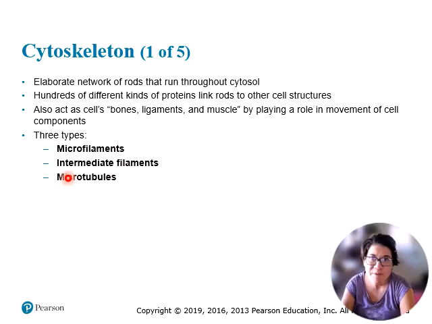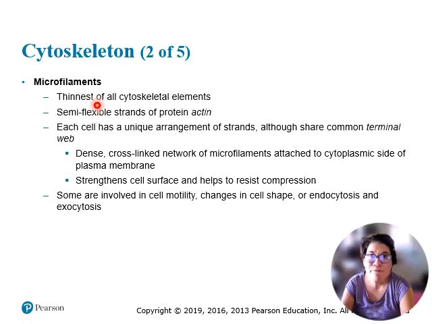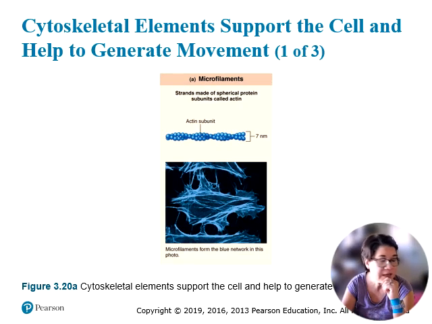So you have microfilaments, intermediate filaments, and microtubules. Microfilaments are the skinniest, the thinnest. They are what are in your muscle cells that help your muscles contract. So you have a cross-linked network of microfilaments, and it helps the cell not get squished. It helps it stay in the right shape. It helps it move. It also assists in endocytosis and exocytosis.